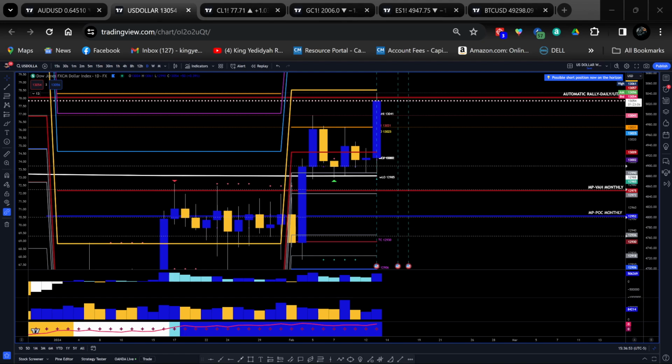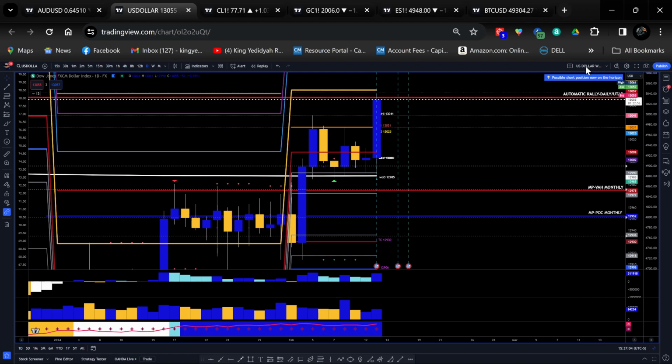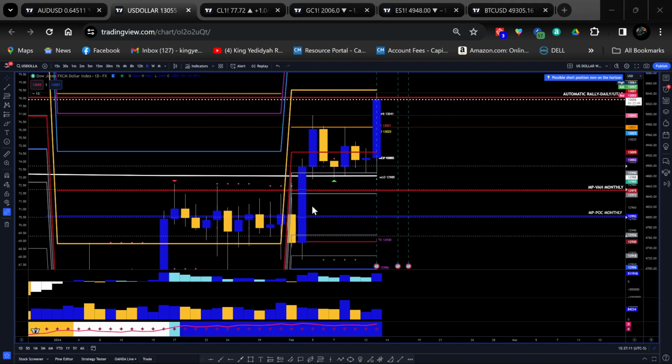The time is 15:36 hours, that's 3:36 p.m. Eastern Time. And I'm going to do a little trade recap here on a swing trade I did on AudUSD. So this was what I was looking at here on the US dollar.